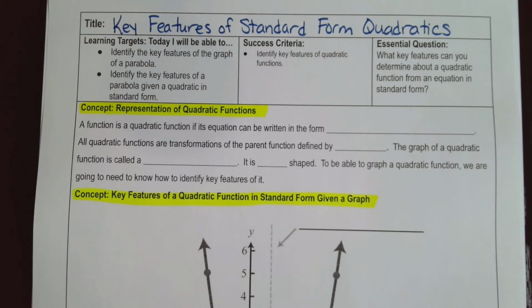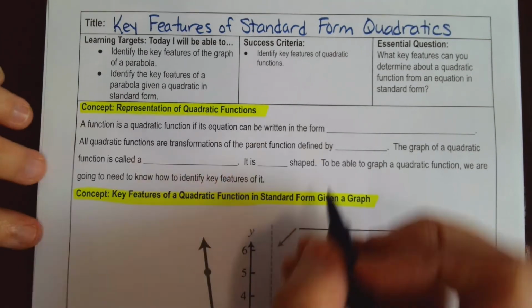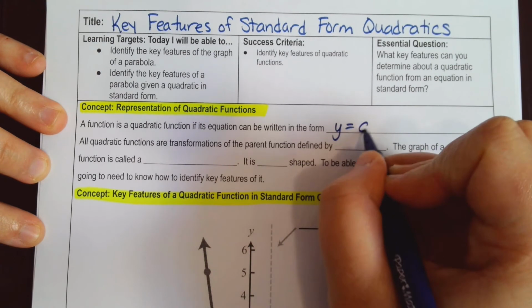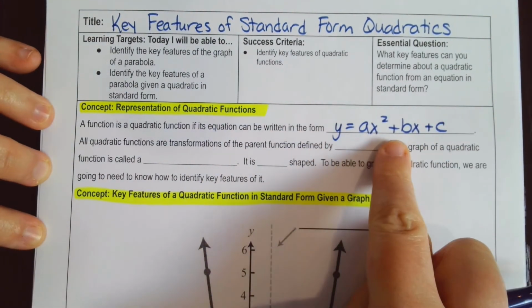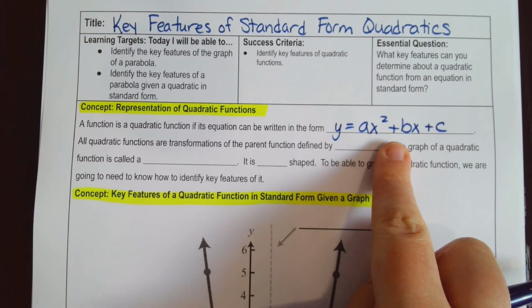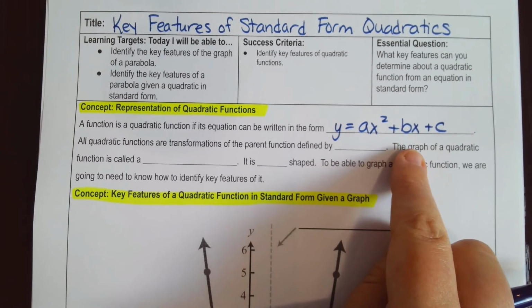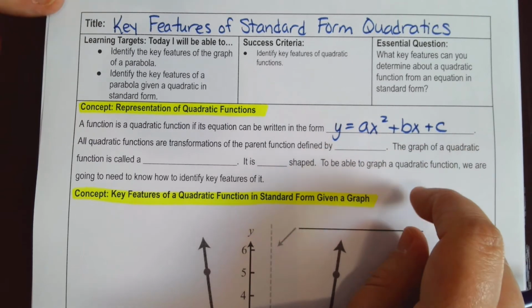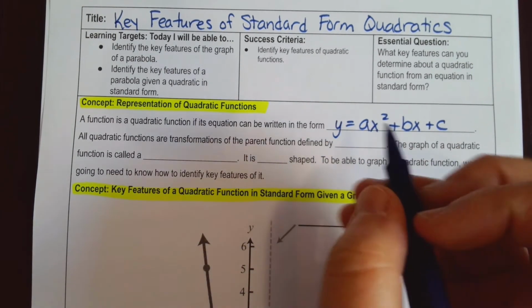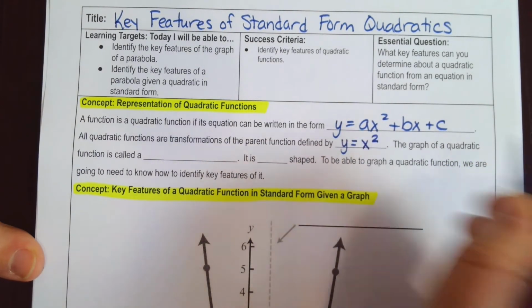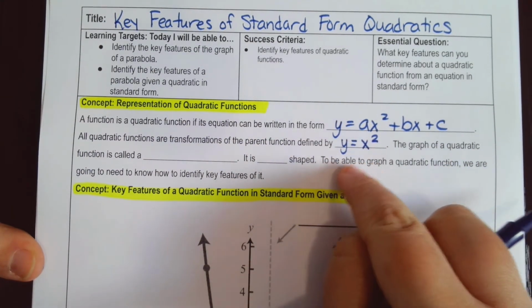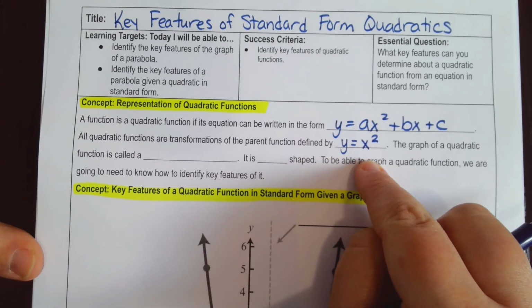So the first concept is representation of a quadratic function. A function is a quadratic function if its equation can be written in the form y equals ax squared plus bx plus c. You guys are already familiar with this because you've been using it to do some solving with factoring in the quadratic formula. All quadratic functions are transformations of the parent function defined by y equals x squared. So this is what all quadratic functions are built off of.